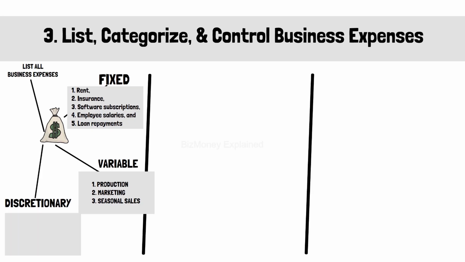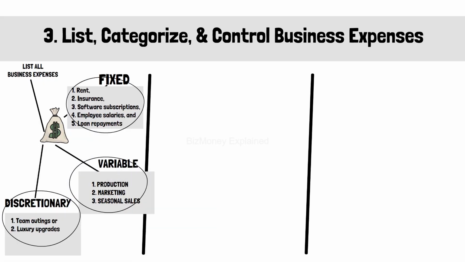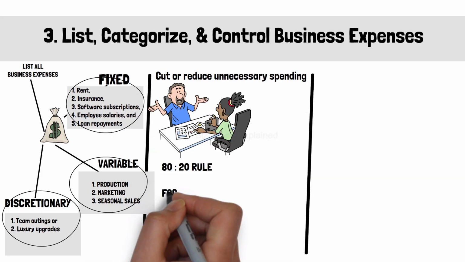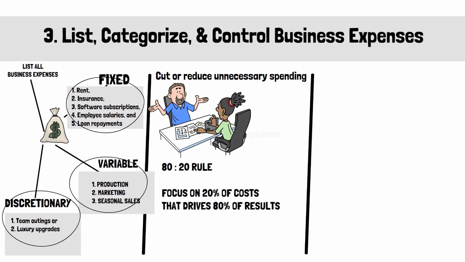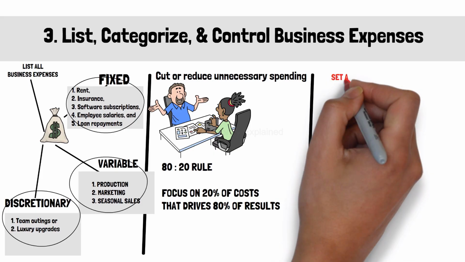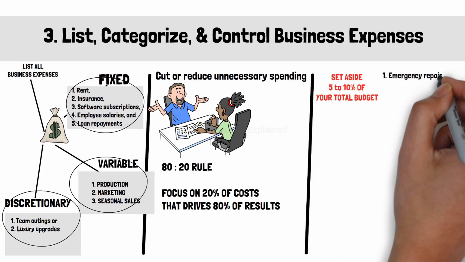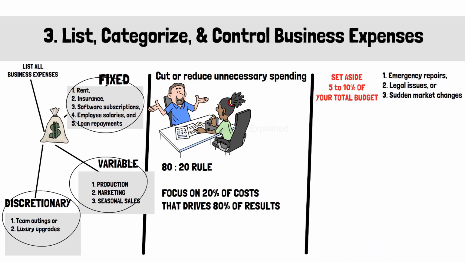Discretionary expenses include non-essential spending such as team outings or luxury upgrades. Once listed, analyze which costs directly contribute to revenue and which don't. Cut or reduce unnecessary spending, but never compromise on quality or customer satisfaction. A smart practice is applying the 80-20 rule. Focus on the 20% of costs that drive 80% of results. Additionally, set aside 5 to 10% of your total budget for unexpected expenses. These could be emergency repairs, legal issues, or sudden market changes.